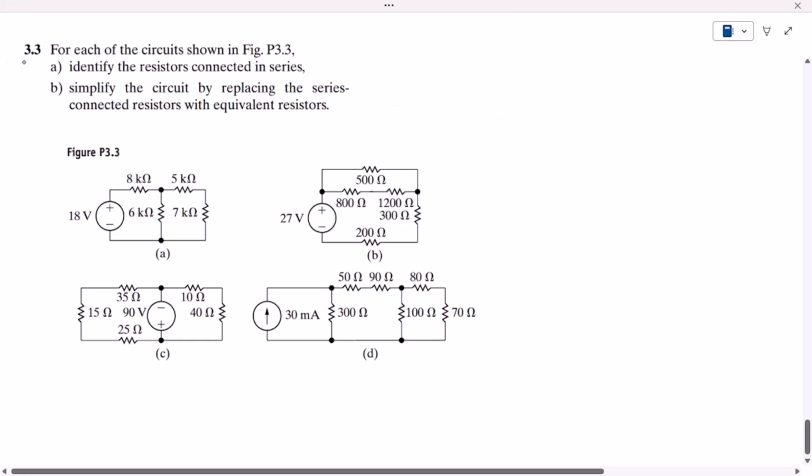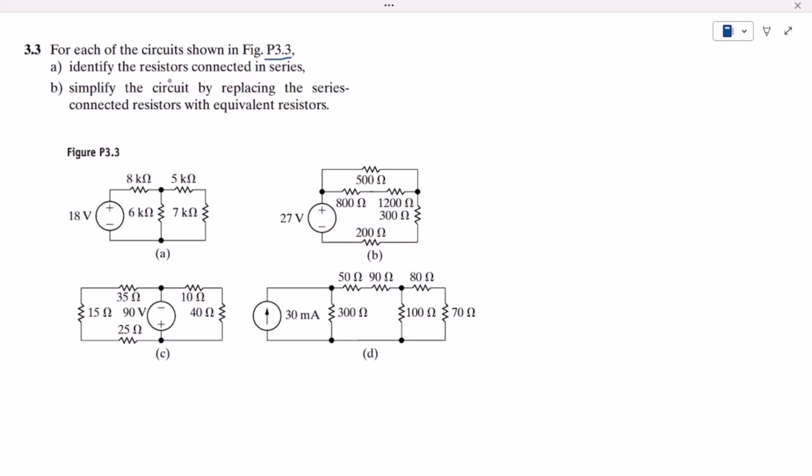Welcome back, guys. This is question 3.3 of chapter 3 of the book Electric Circuits by Nilsson, and the statement of our question is: for each of the circuits shown in figure P3.3. Okay, so this is the figure P3.3 and here we have figures A, B, C and D.